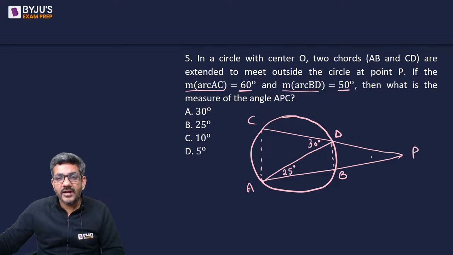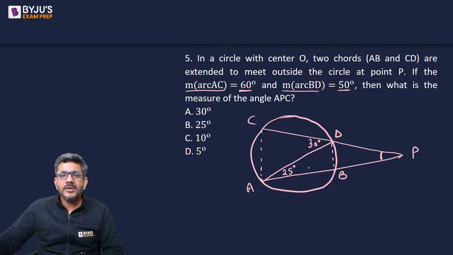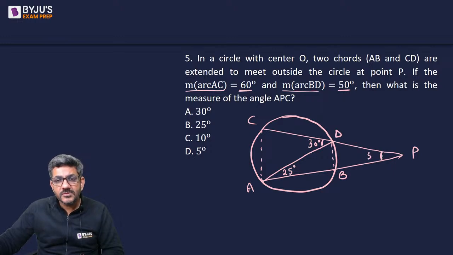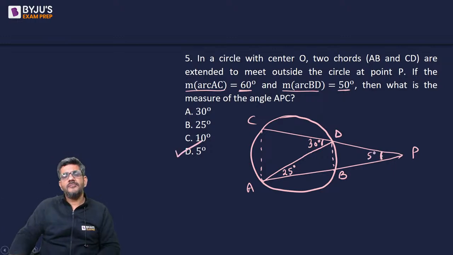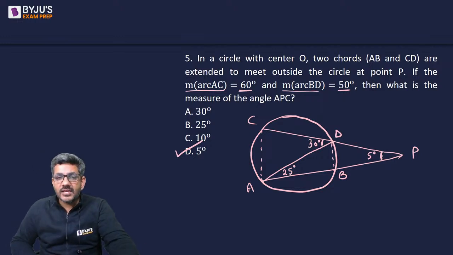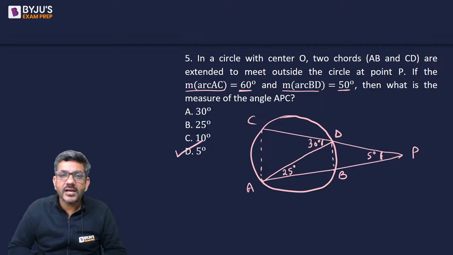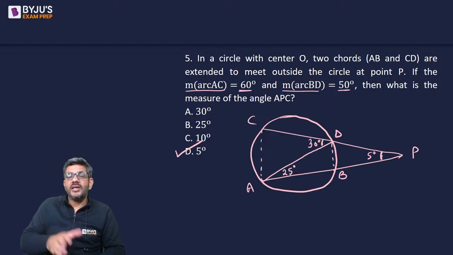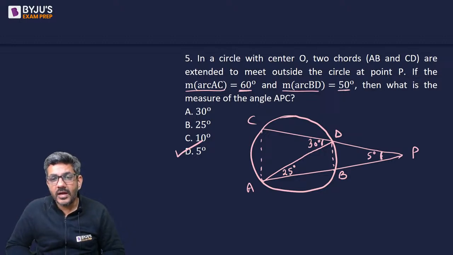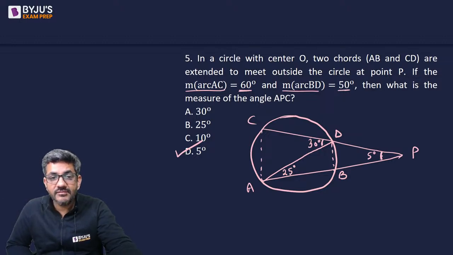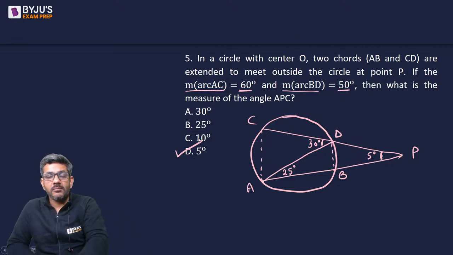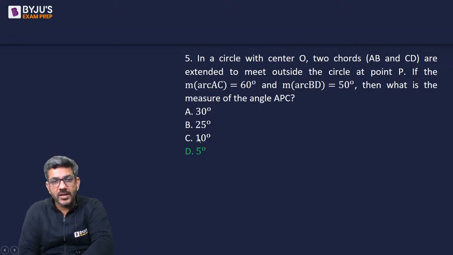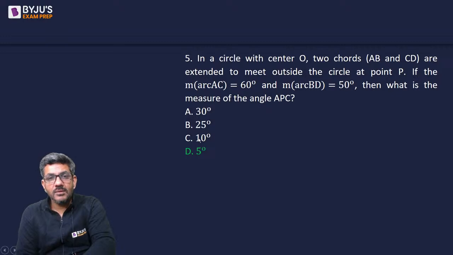The question is asking you to find angle APC. Tell me this angle. Pretty simple. In triangle ADP, the exterior angle is 30. So the exterior angle is 25 plus this. This must be 5. That's it. Exterior angle is equal to the sum of two remote interior angles. We used that. So 30 is the exterior angle and that is equal to 25 plus the angle at P. So angle at P is 30 minus 25, which is 5 degrees. That's option D for question number 5. Simple question. I'm sure you all understood this. I'll move ahead to the next question.